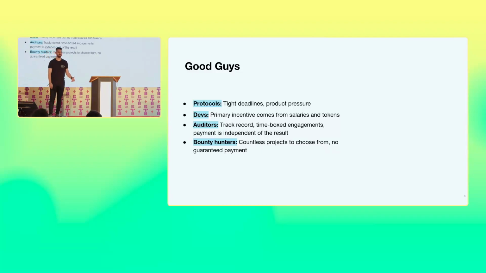The next group of people is the bounty hunters. And bounty hunters usually have countless projects to choose from, and they usually don't have any guaranteed payments. So you should be incentivizing them really well if you want them to look into your code.